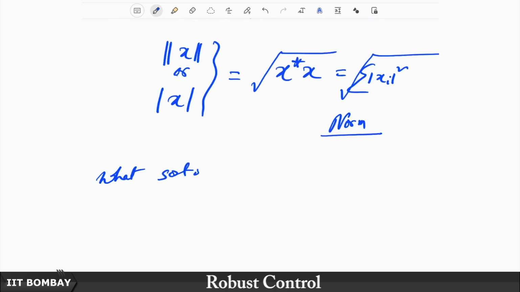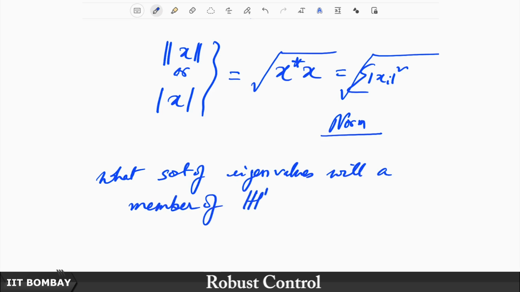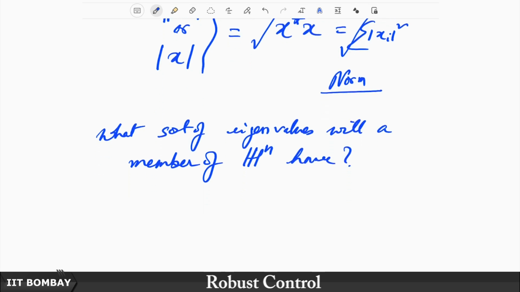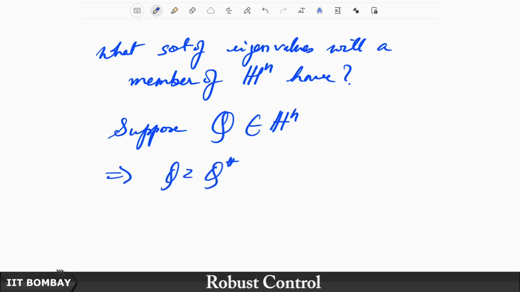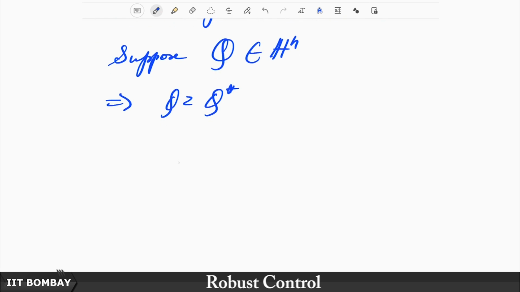what sort of eigenvalues will a member of Hn have, that is any one of these Hermitian matrices, what sort of eigenvalues can they have. So suppose Q belongs to Hn, which basically means that Q is equal to Q star. So let us take any one of its eigenvalues. So we have Q times x is equal to lambda x.